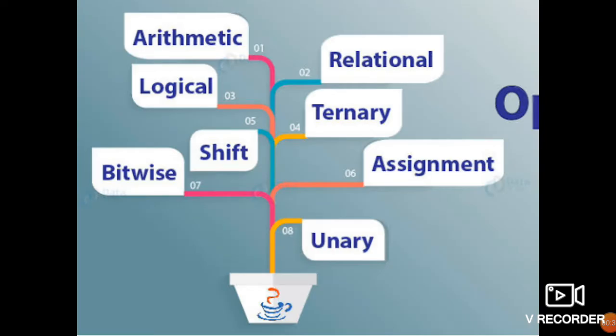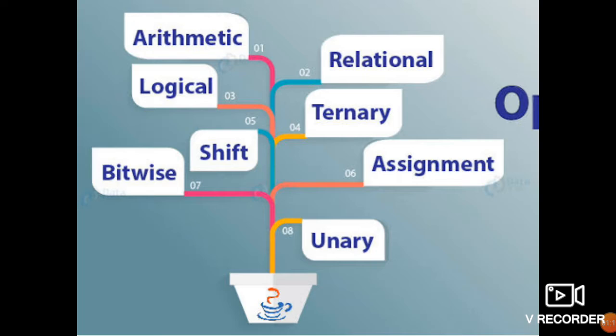Operators are symbols that perform specific operations on any operand. Operand means any number, and operators are the symbols or signs with the help of which we perform the calculation. When we talk about operators, a tree structure comes to mind, because operators can be classified into many types. The first type is the arithmetic operator.